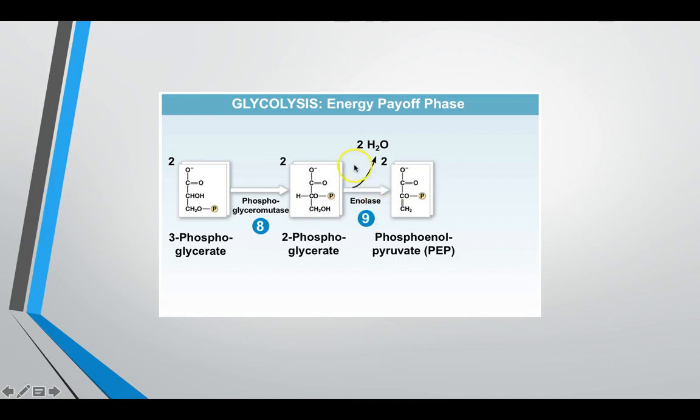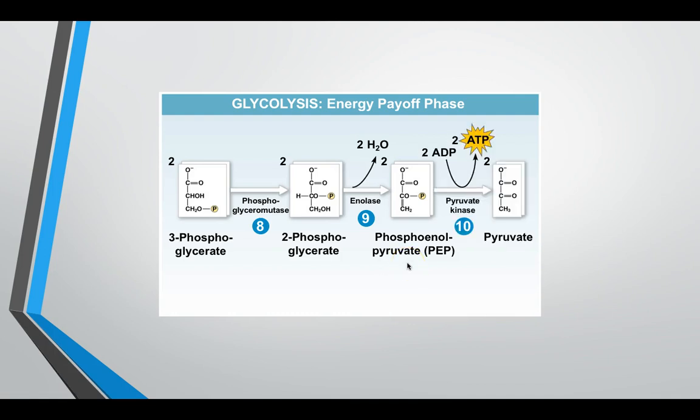Enolase is an enzyme that is going to remove water. When that water is removed, I now have what's known as phosphoenol pyruvate, or PEP for short. Phosphoenol pyruvate is the immediate precursor to pyruvate, the molecule I'm trying to make this entire time. Pyruvate is made by removing the phosphate group from the phosphoenol pyruvate. The phosphate is removed from this compound, added to ADP with help of a kinase, pyruvate kinase specifically.